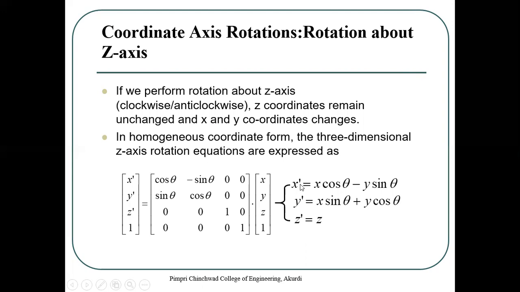So for that the equations will be x dash equal to x cos theta minus y sin theta, y dash equal to x sin theta plus y cos theta, and for the new z value, z dash equal to z. So from this we can observe that the z coordinate remains unchanged, only the x and y coordinates change. We need to perform these matrix operations whenever we rotate a point about the z-axis.